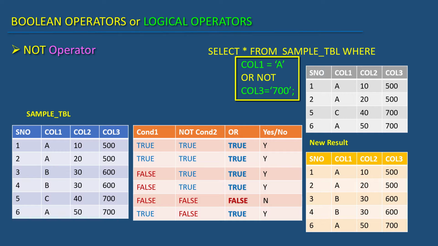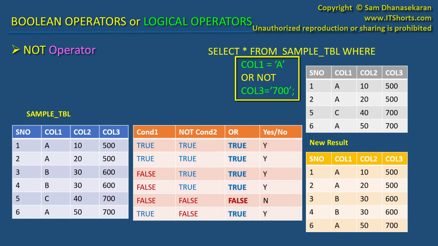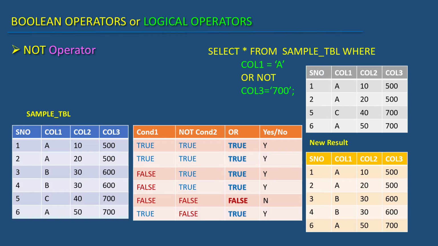Call 1 equals A or not call 3 equals 700. If we say it in spoken language, we can say, I want the rows where call 1 equals A, or I don't want any rows where call 3 is 700. When you say that, it implicitly means that I want rows whose values are other than 700.